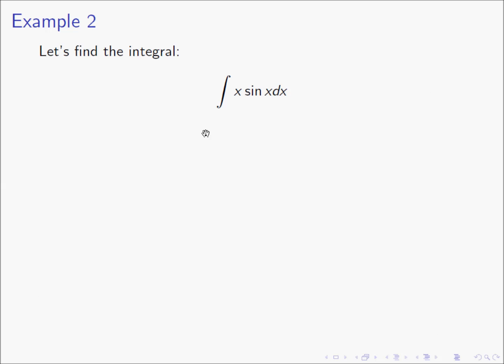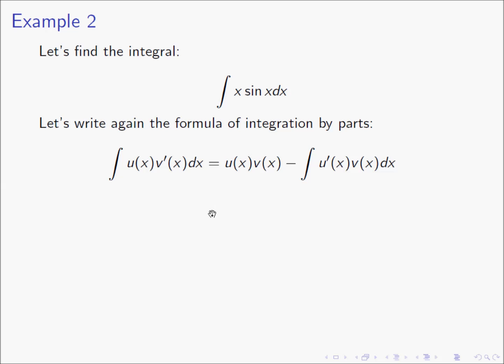As a second example, let's try to find this integral, the integral of x sine of x dx. Let's write again the formula of integration by parts. This is the formula. And well, what can we do in this case? Here we have the product of two functions, so we can define u of x as x and v prime of x as sine of x.